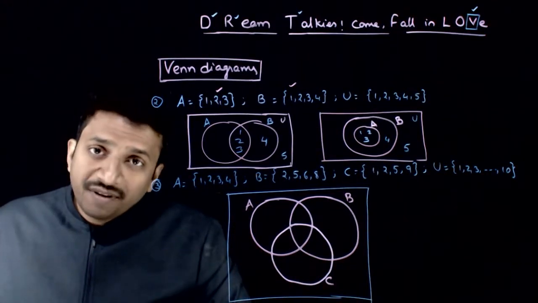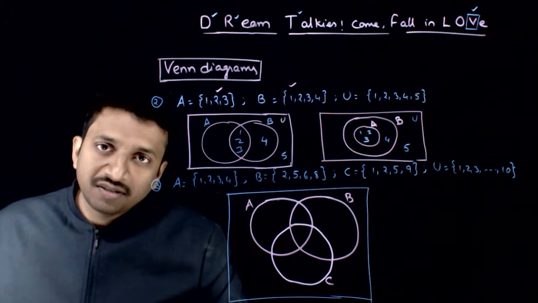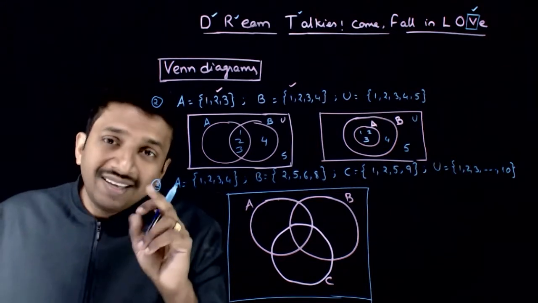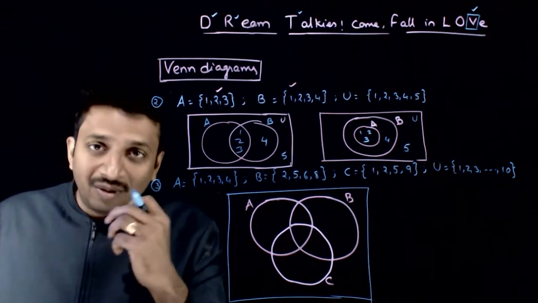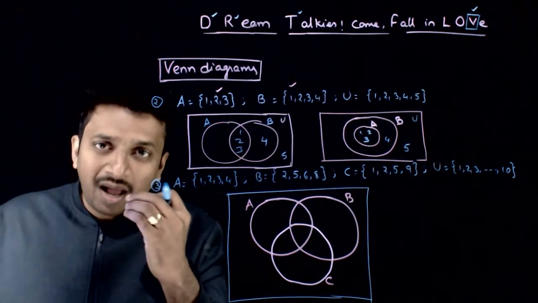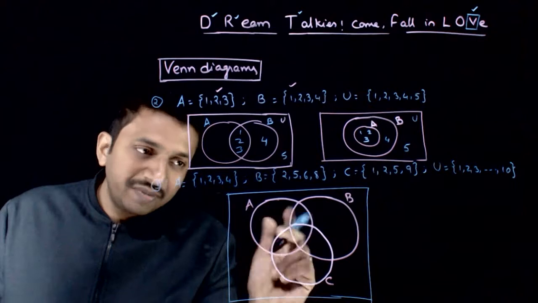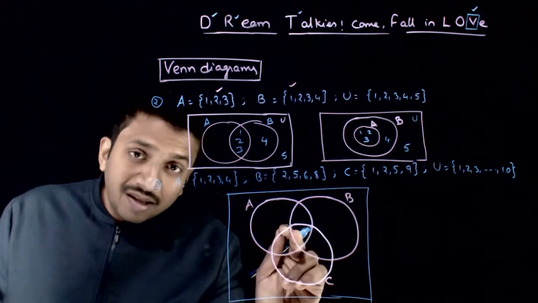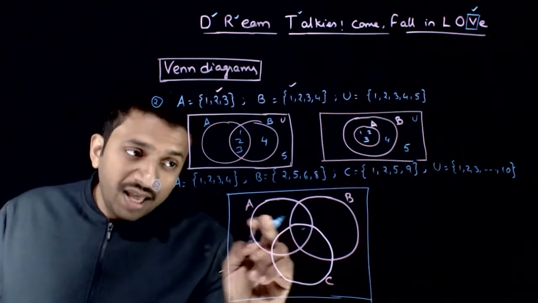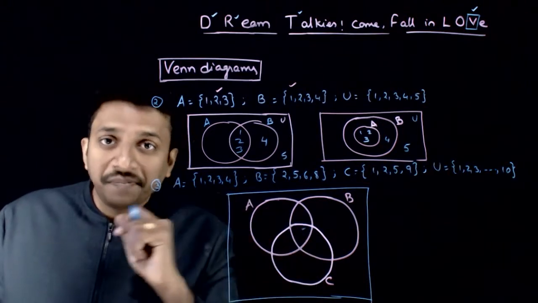So now let us fill the elements in these sets. So remember the code word, inside out. Say it loudly, inside out. So first, what is the innermost part? This is the innermost part. This is the part which belongs to A as well as B as well as C.